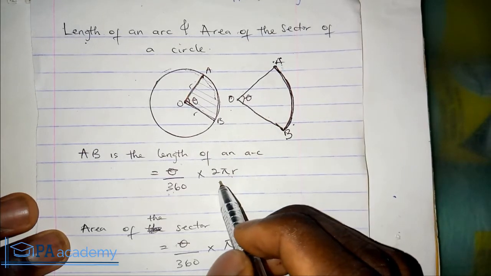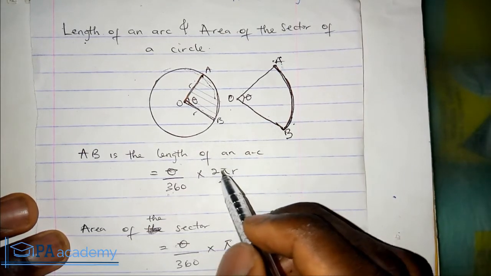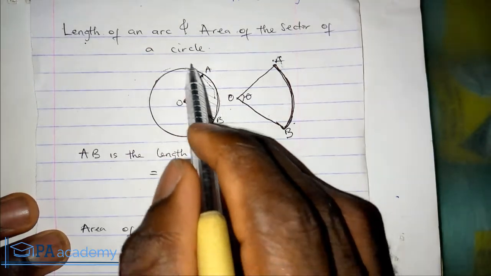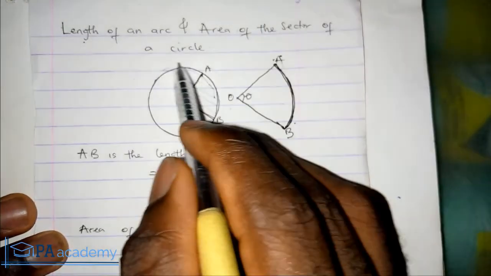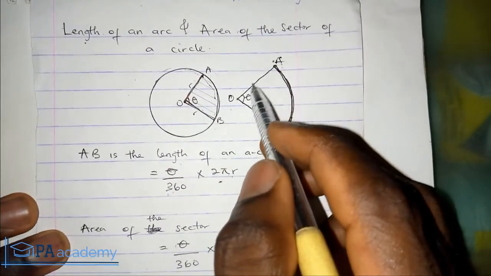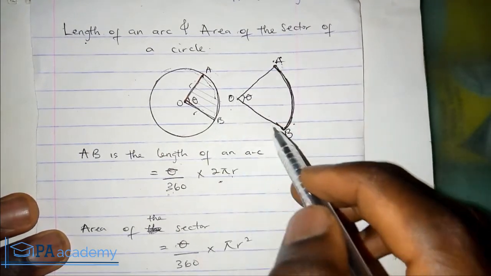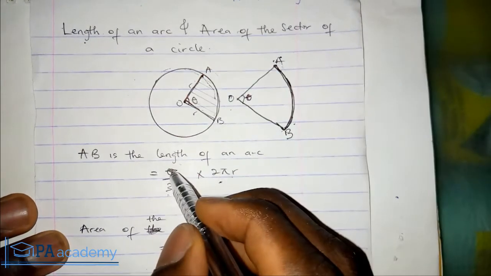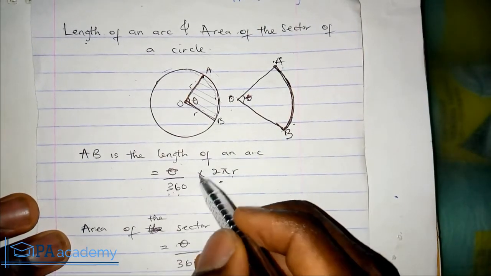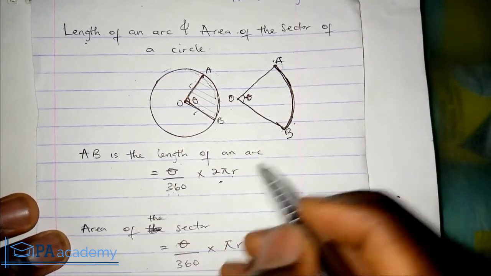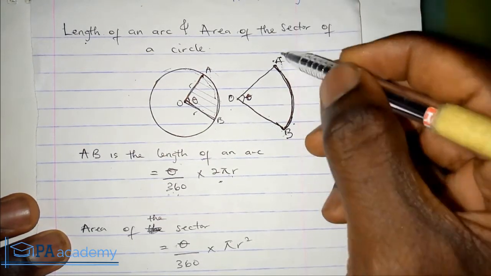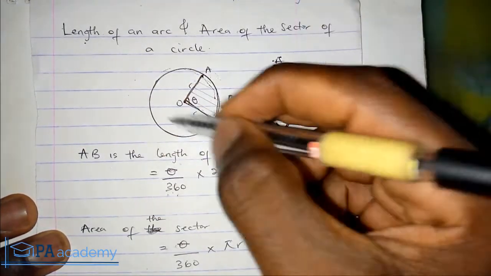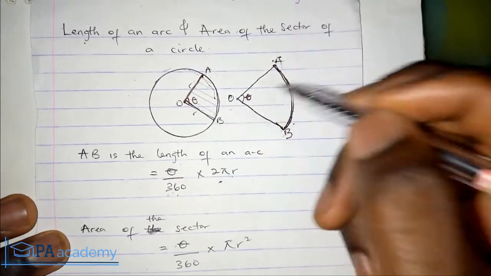If you remember, this 2 pi r is the formula for the circumference of a circle. That means you are looking for the full circumference of the full circle. But because we are looking for a particular section that we've cut out, and this is the angle of that section, that's theta over 360 times 2 pi r. If you apply this formula, you get the length of this AB, this section that is cut out of the full circle. So that's what we mean by length of an arc.